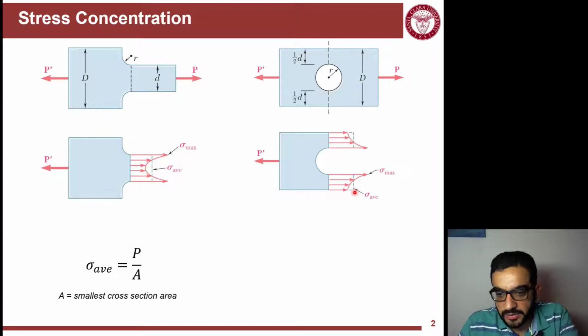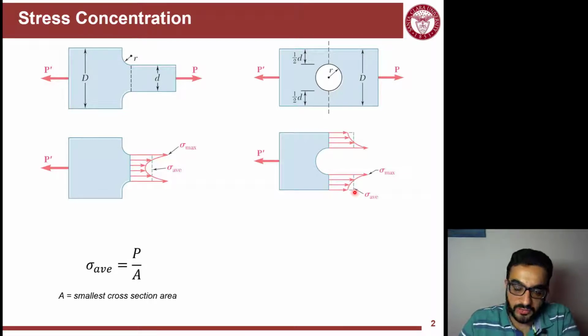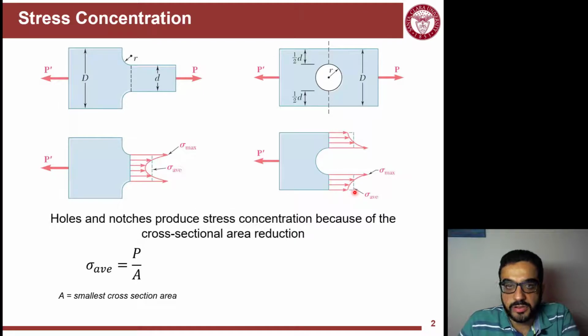And the idea now is that this is something I can't work with anymore. In this special case, I cannot design by saying that sigma is equal to sigma average. So I will consider this concentration of stresses. I will calculate sigma average, but then magnify it with a factor called K, which is the stress concentration factor.